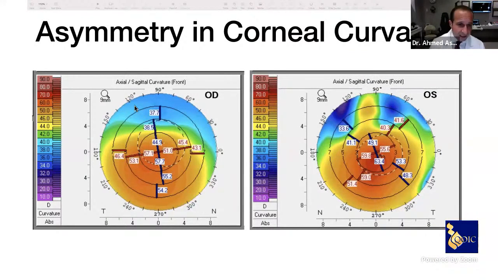This is an example you can see here, just in the right eye in the flat meridian. You can see above the corneal vertex, the K readings in the central part, just above the corneal vertex is 44.9 diopters, while just below the corneal vertex is 57.7 diopters. So huge variation in the K readings, even in the small optic zone.